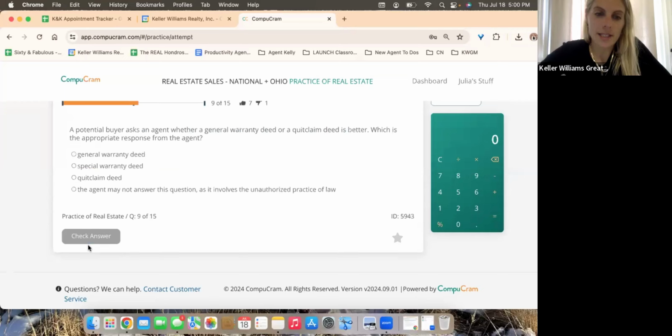A potential buyer asks an agent whether a general warranty deed or a quitclaim deed is better. Which is the appropriate response from the agent? A, general warranty deed, B, a special warranty deed, C, a quitclaim deed, or D, the agent may not answer this question as it involves the unauthorized practice of law?